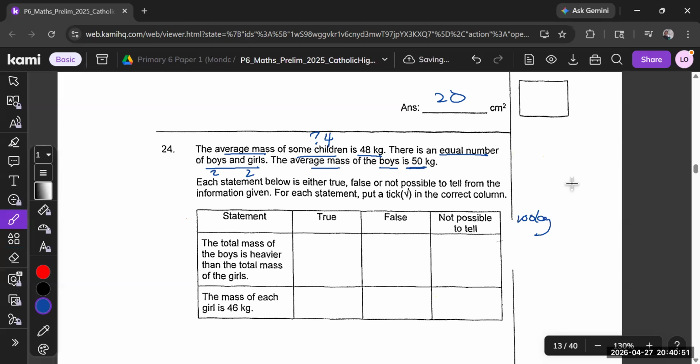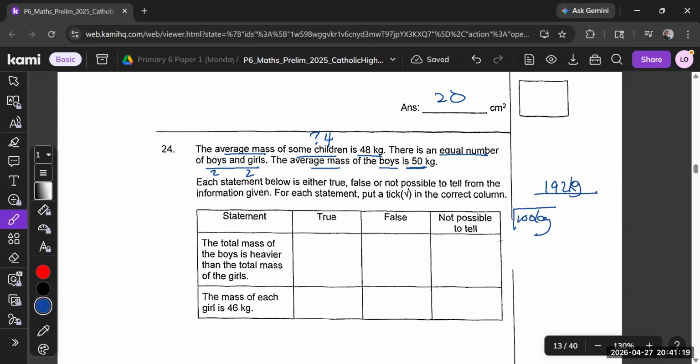Now, this kind of question is a bit hard. So what is the lesson here? The lesson here is to give a small example and a big example. A small example means what? Give a small number. 1, 2, 3, a very small number. So if there are 4 children, what is the total mass? Then 48 times 4. So 48 times 4 will be how many? 48 times 4 will be 192. So 192 kg is the total mass of the children.